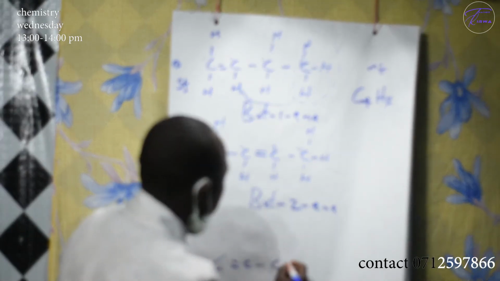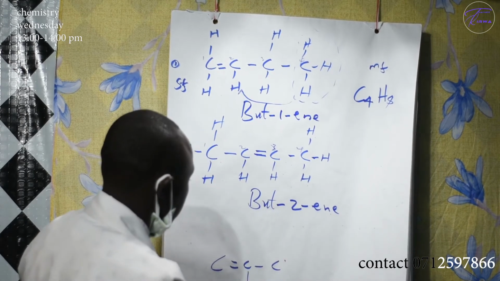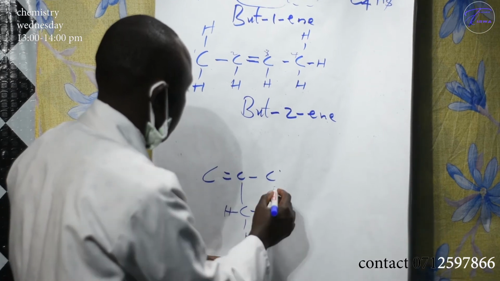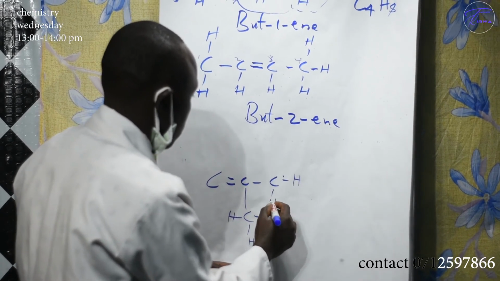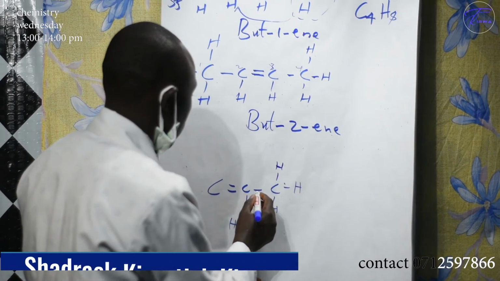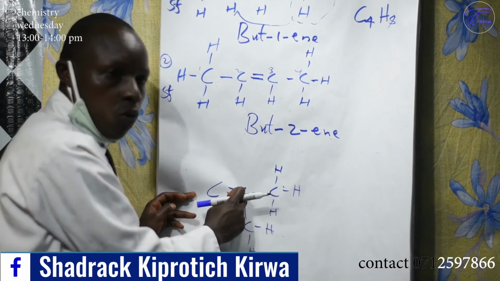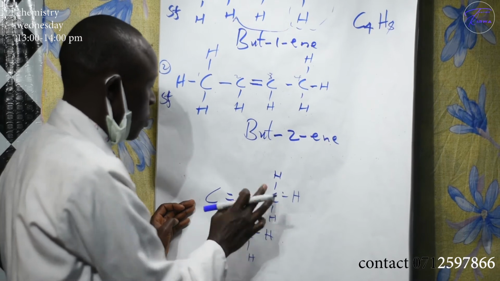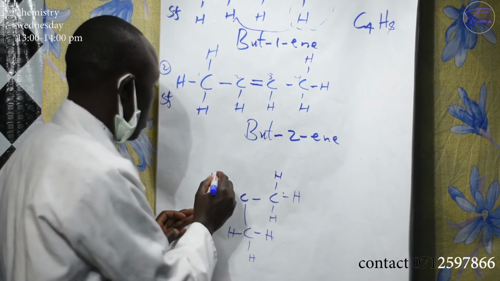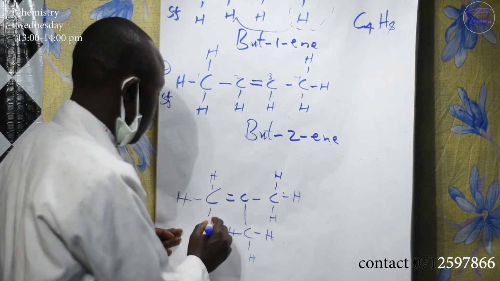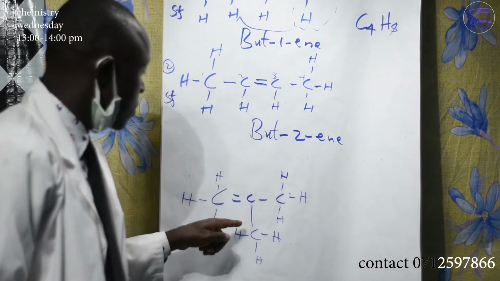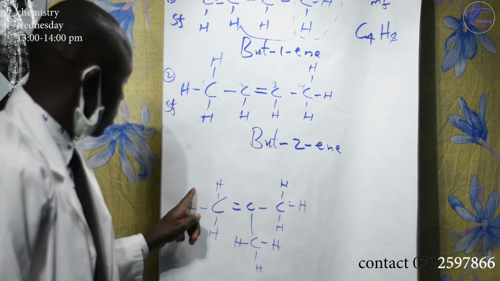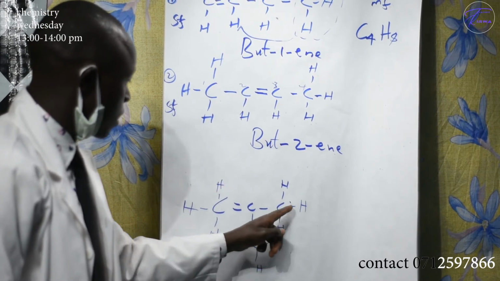Then we have that. We bring this here. Okay, CH3 here. 1, 2, 3, 4. This one is full. The tetravalency here is okay. 1, 2, 3, 4. So you don't have hydrogen. Then here, here. You realize that this one is still 1, 2, 3, 4.